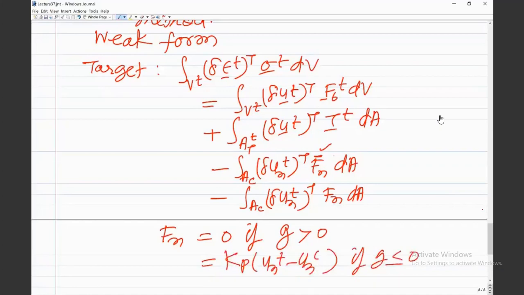So now you see the Lagrange multiplier term is there, and the penalty term is also there. Now you do the similar thing for the target contactor body also. The same thing, you will have a plus sign, and you will have unc transpose Fn bar dA plus the integration over Ac of unc transpose into Fn dA, and Fn is defined in this manner.